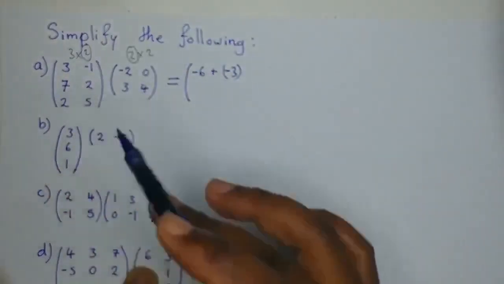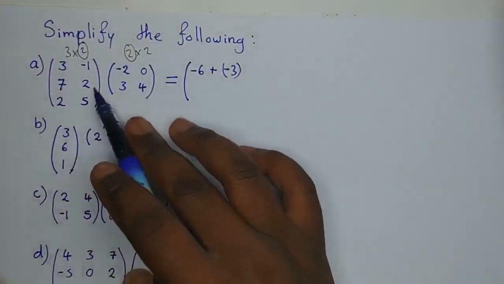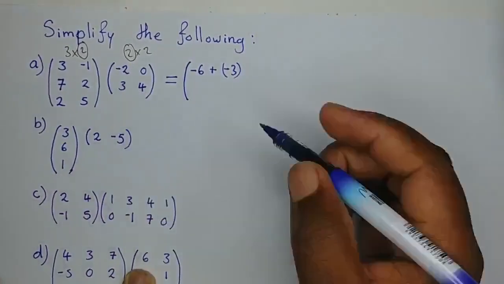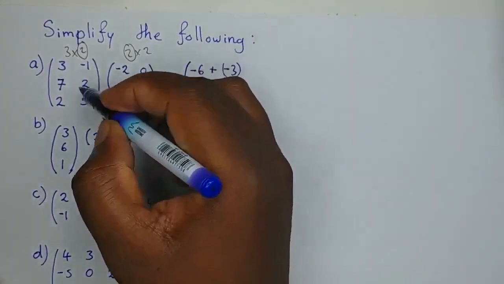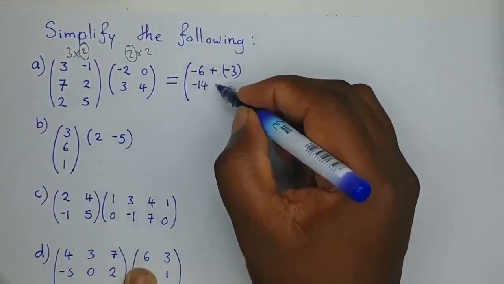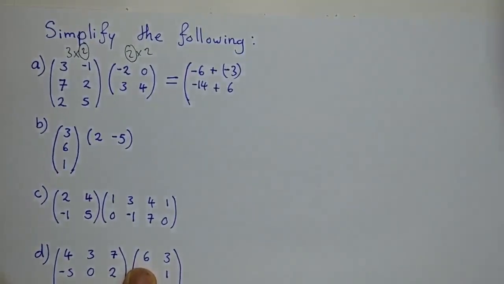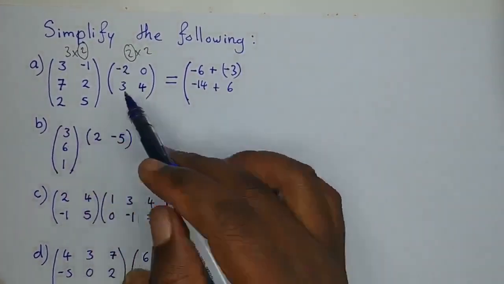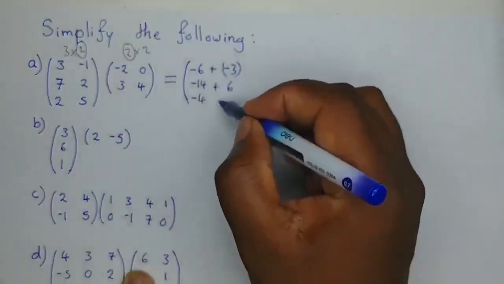This is a continuous process, of course. You just multiply row by column, row by column. So now this row times the first column, same thing. 7 times negative 2 is negative 14. 2 times 3 is 6. We're adding all these values here like that. Again, row by column. Third row, first column. So 2 times 2, we'll get negative 4. 5 times 3, we're going to get 15.